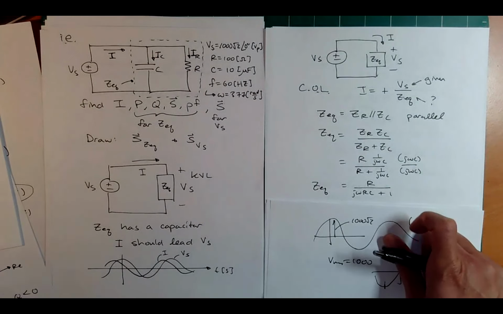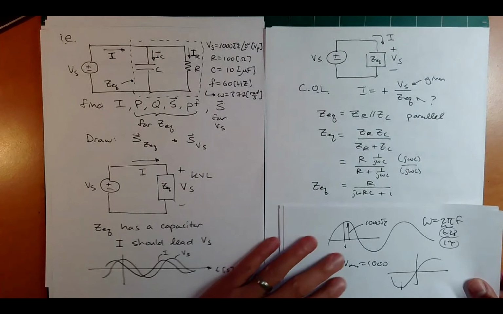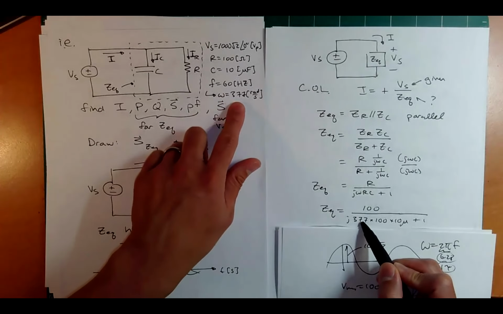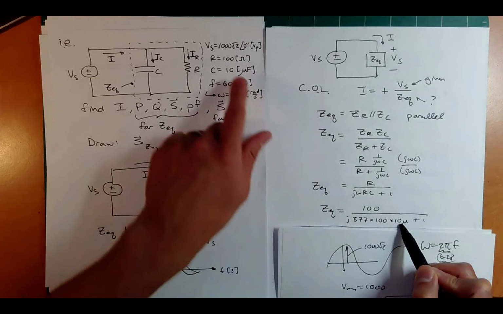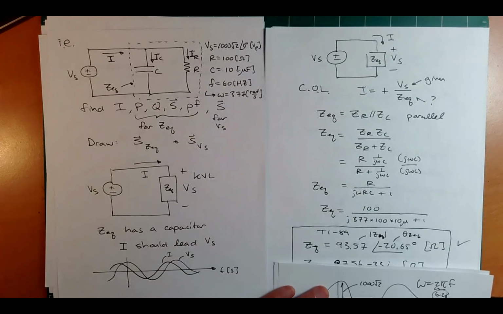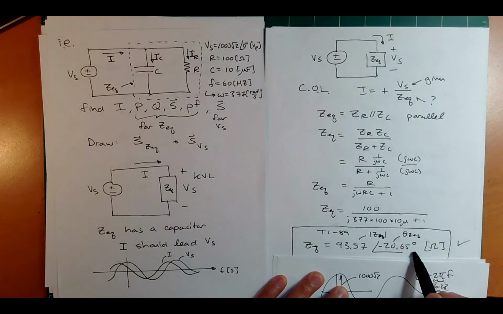Now, here's a cool thing I can do. Your calculator, your TI-89, will handle this. Watch this. I can plug in 100 over j times 377 times 100 times 10 microfarads plus 1, and I can plug that into my calculator, and I'll actually get these numbers: 93.57 magnitude of Z with an angle of minus 20.65. Ooh, that's kind of nice.